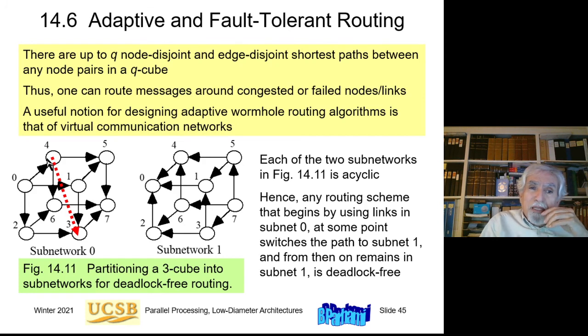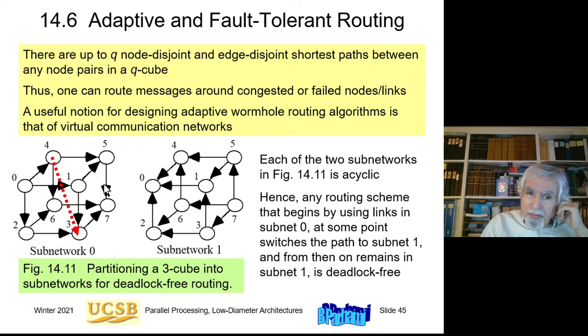So if I want to send from 4 to 3, okay, let's say I can go from 4 to 5 and 5 to 7. Okay, I can't get from 7 to 3, but I switch to this subnetwork. I go from 7 to 3. So that's one possible path: 4 to 5, 5 to 7, and then 7 to 3. Okay, is there another path? Yes. 4 to 6, 6 to 7, then go to this of 7 to 3.